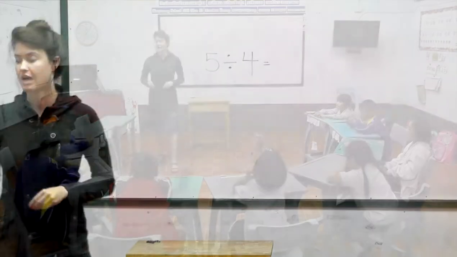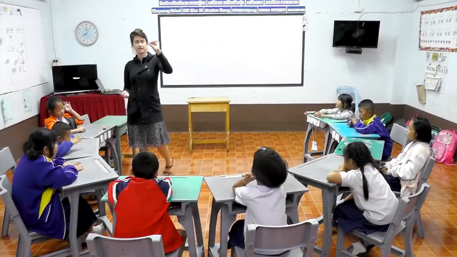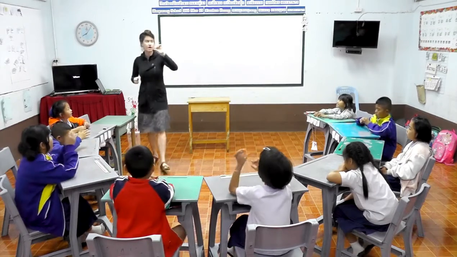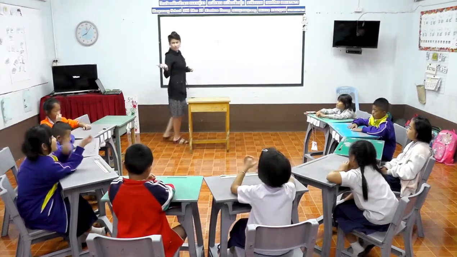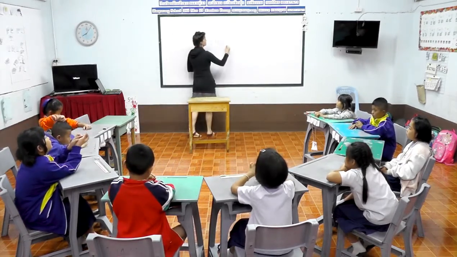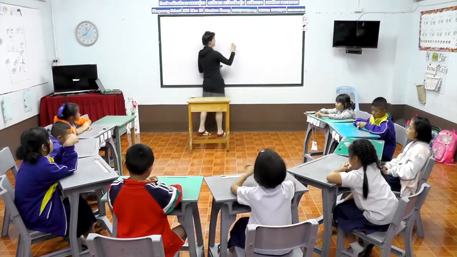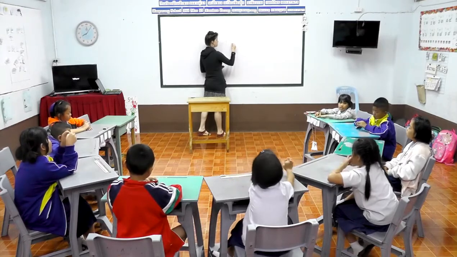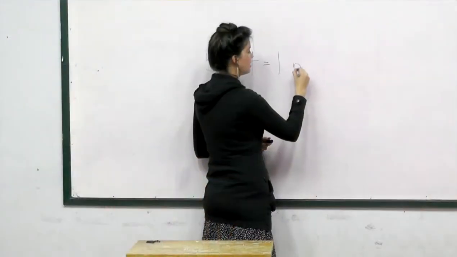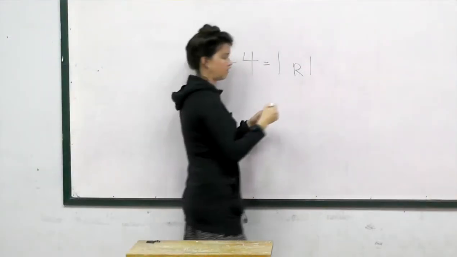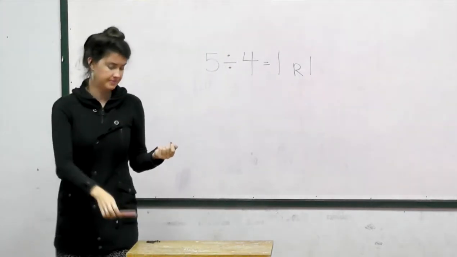So how many pieces of pizza, or beans, did everybody get? Everybody got 1. How many do I have left? 1. So our equal groups: everybody got 1, and I've got 1 left over, or remainder. So what letter do I use? R. Remainder of 1. Okay?